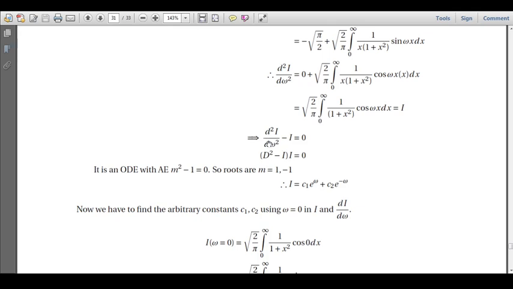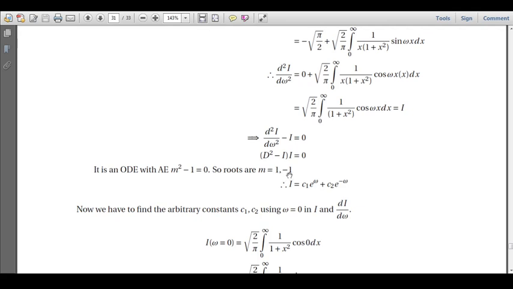So I denote d by d omega as capital D. So this can be written in symbolic form as D square minus I operates on I equal to 0. This I stands for identity operation or 1. This is a homogeneous ODE. To find the solution, we have to find I_H. For that, I take the auxiliary equation m square minus 1 equal to 0. When I factorize this, I got m plus 1 into m minus 1 equal to 0. So roots are m is equal to 1 and minus 1.